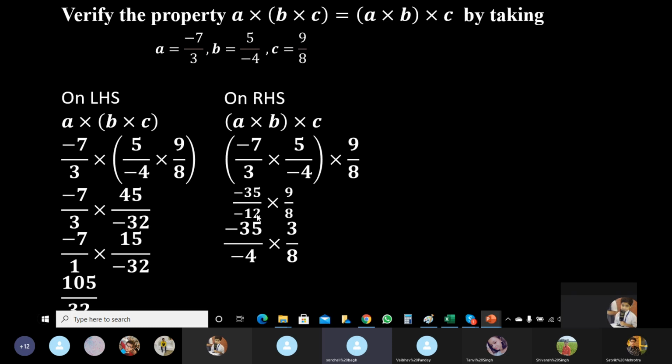See, 12 and 3 can be reduced. 3 3s are 9, 3 4s are 12. So what I got: 105 upon 32, and the minus sign got cancelled. Am I correct? So what happened? This LHS side is equal to RHS side.